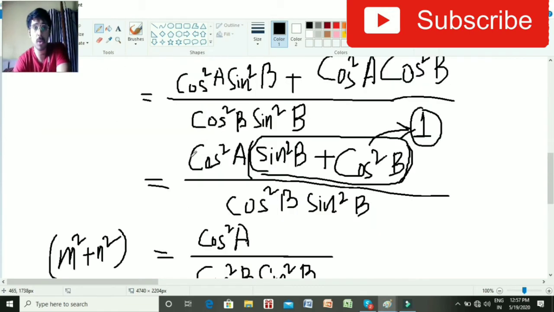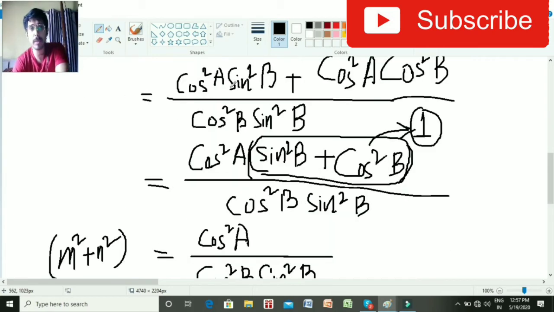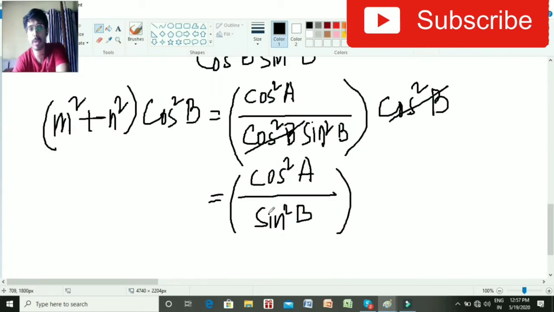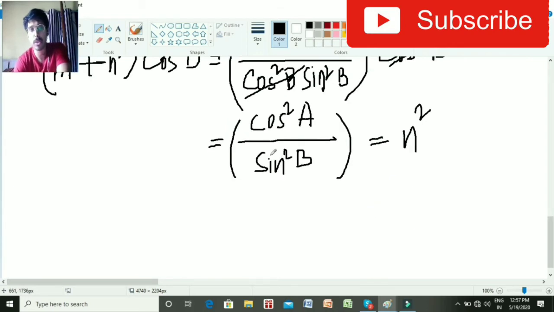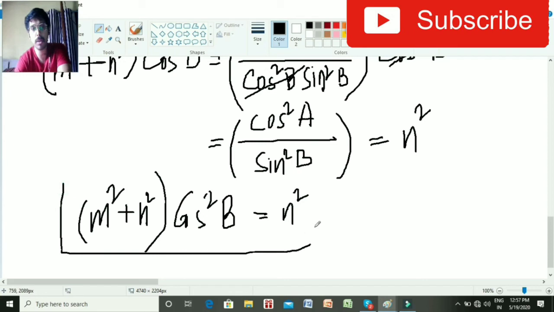Now let us go back to the value of n square here. If you see here, n square is equal to cos square A divided by sin square B, and the value from here, m square plus n square into cos square B, we are getting the same value, cos square A by sin square B. So we can write it directly as n square. So finally what we can conclude from here, m square plus n square whole into cos square B will be equal to n square. So this is the proof of the particular question.